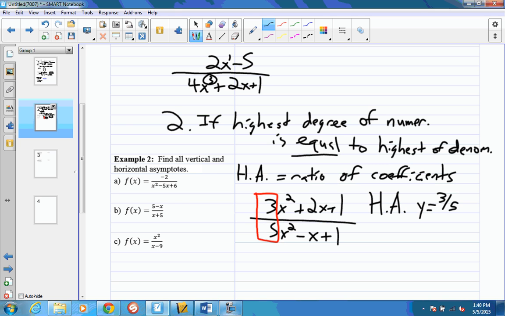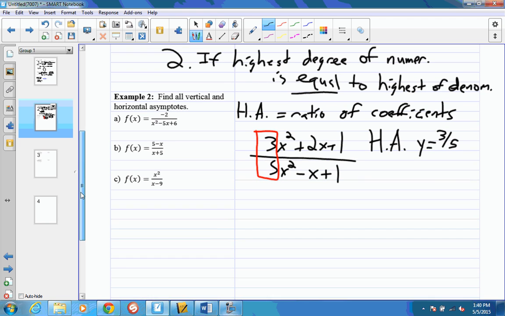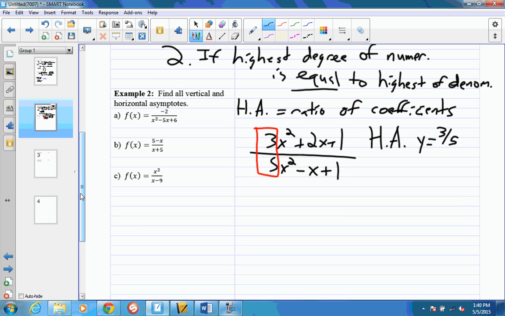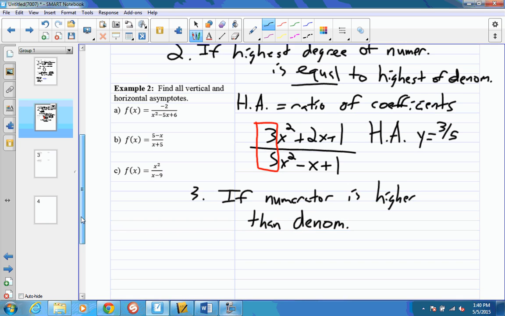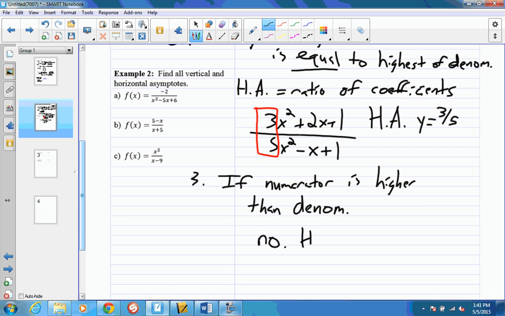Okay. Rule number 3 is very simple. What's the only thing that's left? I've had the numerator is less than the denominator. I've had it's equal to the denominator. So the only thing left, rule 3, is higher. So if the highest degree of the numerator is higher than the highest degree of the denominator, there is no horizontal asymptote.